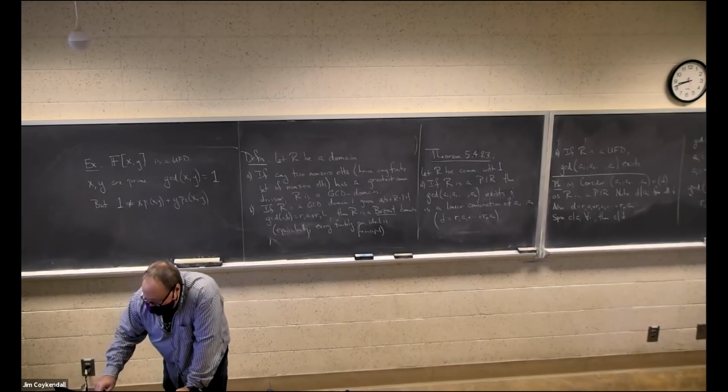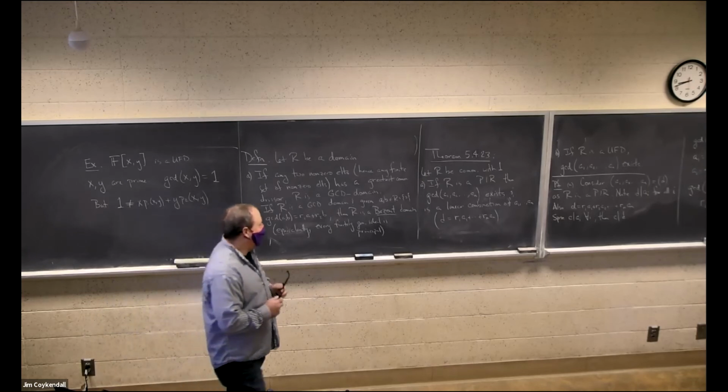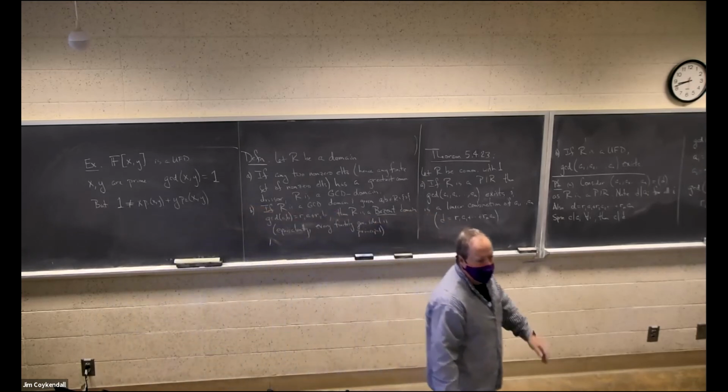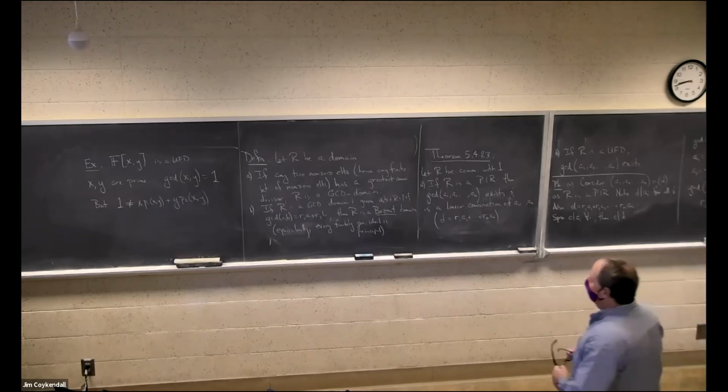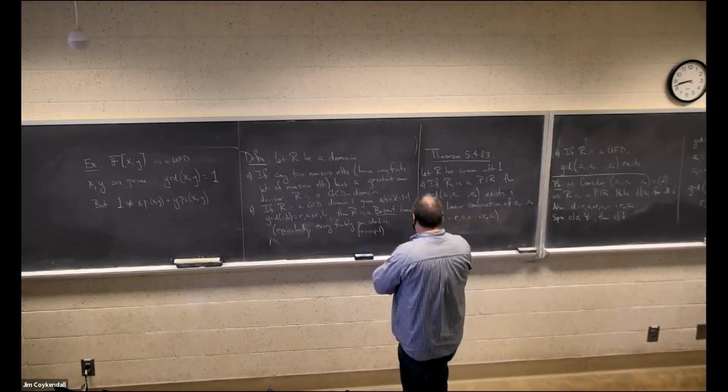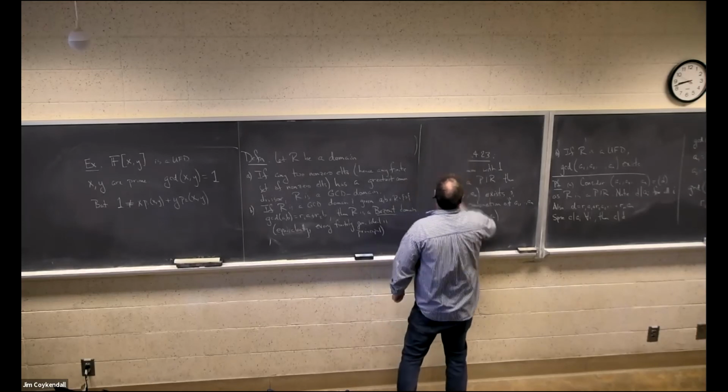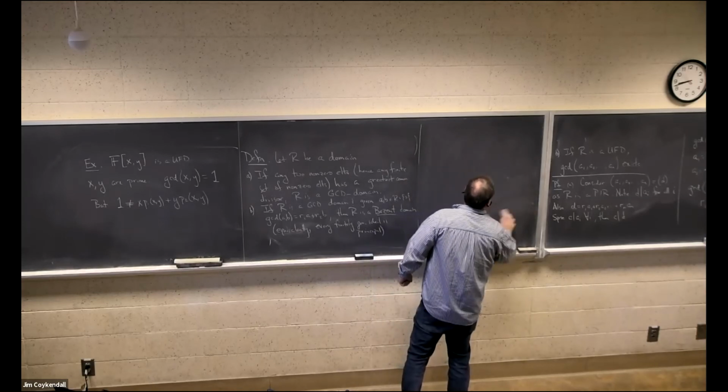And I'll leave you with a challenge. Let me point out also that any principal ideal domain is a Bezout domain. The converse is not true. See if you can think of a Bezout domain that's not principal. That is, every finitely generated ideal is principal, but not every ideal is finitely generated. Okay. Any questions?